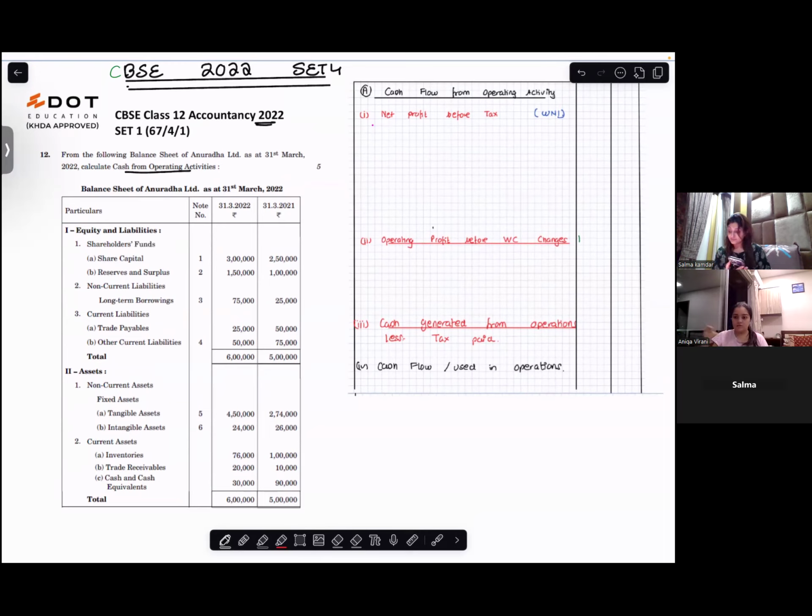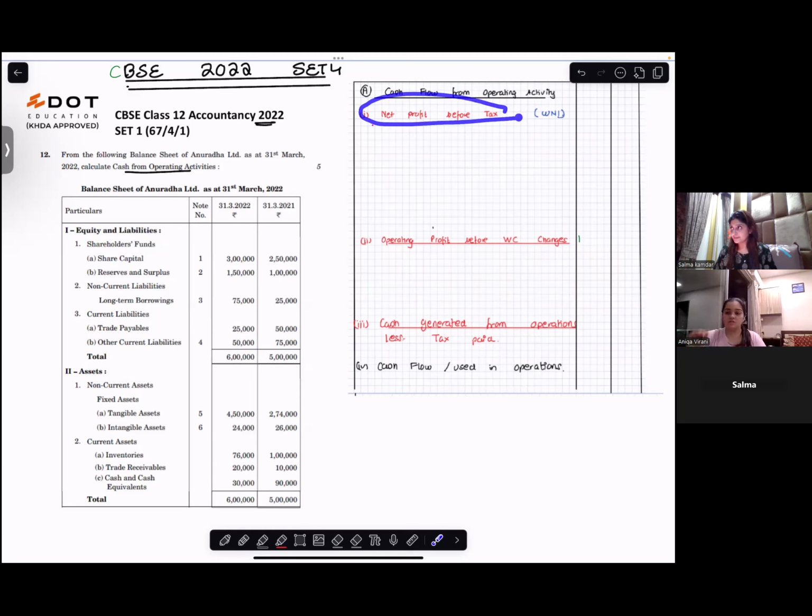You write your four things: net profit before tax, operating profit before working capital changes, cash generated from operations, less tax paid, and then cash flow used in operating activities. For this first part, you will always prepare a working note.